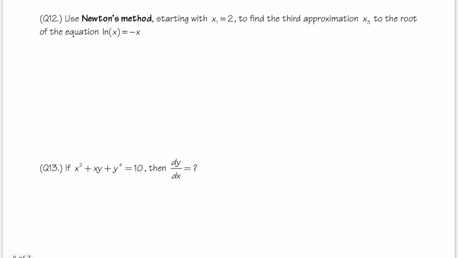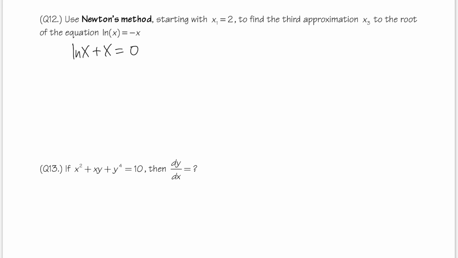Number 12. All right, here we are going to be using Newton's method, and specifically we know x1 is equal to 2, and we are going to find the third approximation, which is x3. And we have this equation, which is ln x is equal to negative x. How do we do it? Keep in mind, in order for us to use Newton's method, the equation has to be equal to 0 on one side. So that said, we are looking at the equation ln x plus x equals 0 after we add the x on both sides.